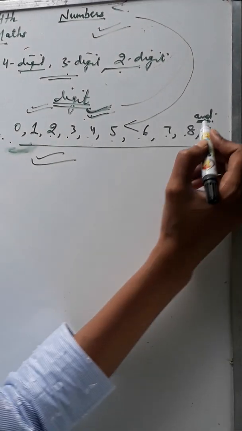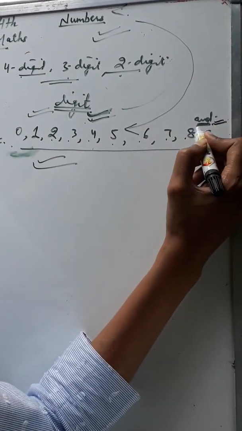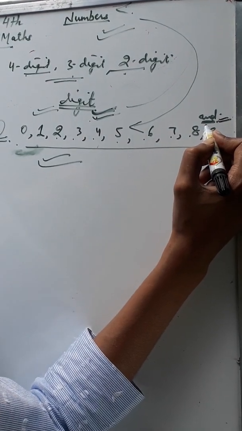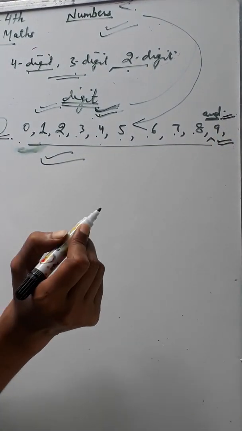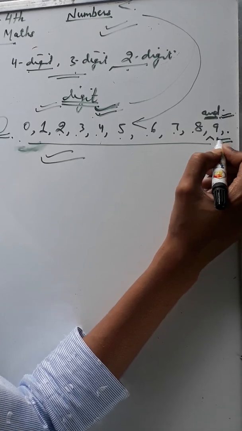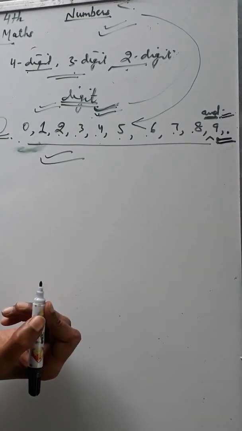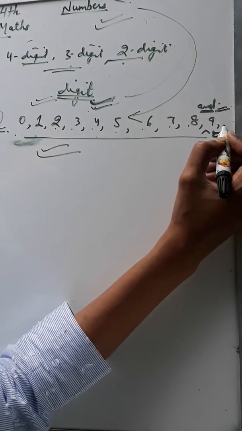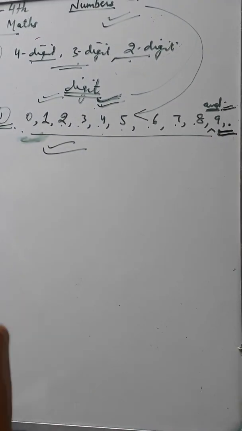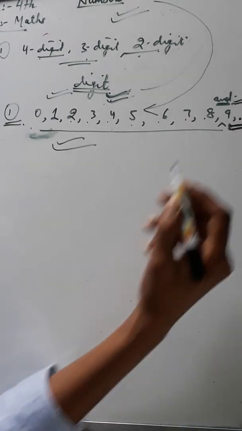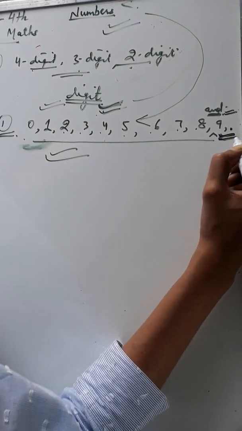See, everyone, I have used the term 'and' here. It means that at the number 9 it stops. It is not continuing to 10, 11. It just stops at 9.